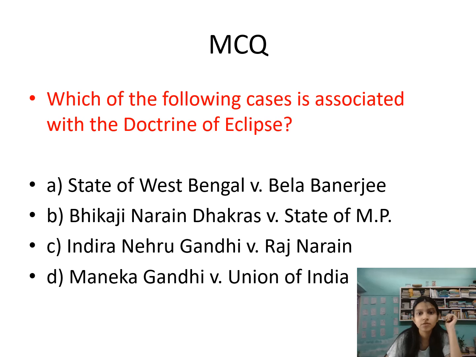So under the term law, all these things fall under it and the correct answer here would be all of the above. The next we have, which of the following cases is associated with the doctrine of eclipse? The options we have: State of West Bengal, Vikaji Narayan, Indira Nehru Gandhi or Maneka Gandhi. Again, as I said, Vikaji plays a very important role when it comes to constitutional and pre-constitutional law. And again, that is the doctrine of eclipse.